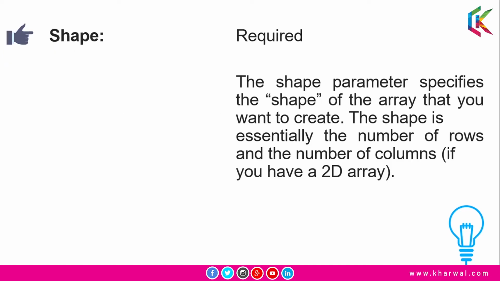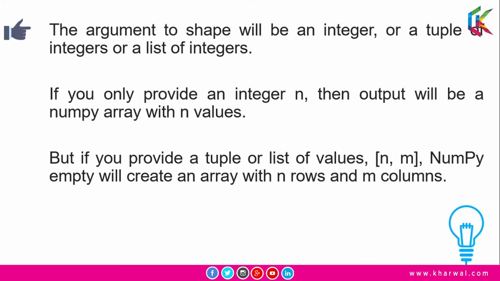The first parameter is shape and it is a required parameter. The shape parameter specifies the shape of the array that you want to create. The shape is essentially the number of rows and the number of columns if you have a two-dimensional array. The argument to shape will be an integer or a tuple of integers or a list of integers. If you only provide an integer value n, then output will be a NumPy array with n values. But if you provide a tuple or list of values n and m, then the NumPy empty function will create an array with n rows and m columns.